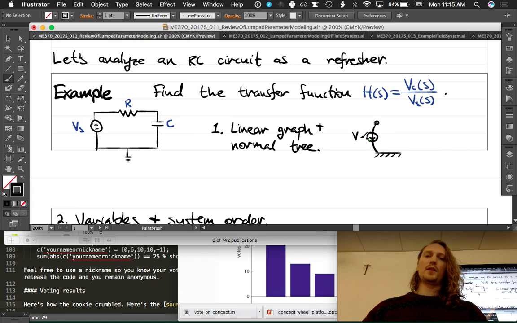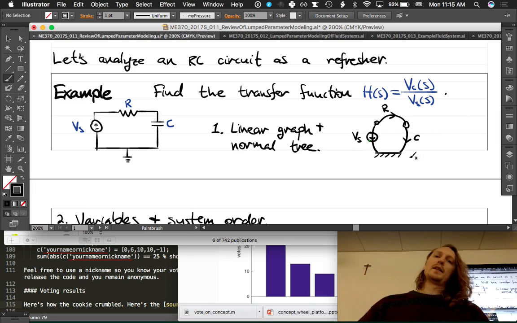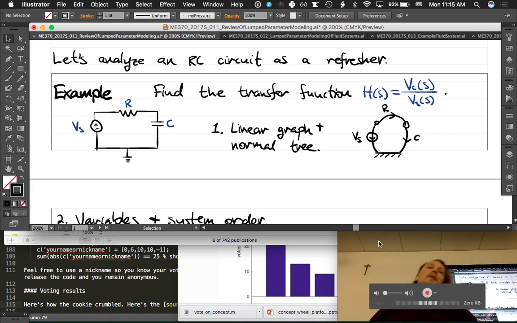So there's our Vs. Then we have just one loop, right? It just goes through R and then through C back to ground. We could draw arrows that way, although we know that this is just a sign convention to go away from sources and towards ground. But it's helpful nonetheless. So R and C are represented there. And our normal tree is the next step.